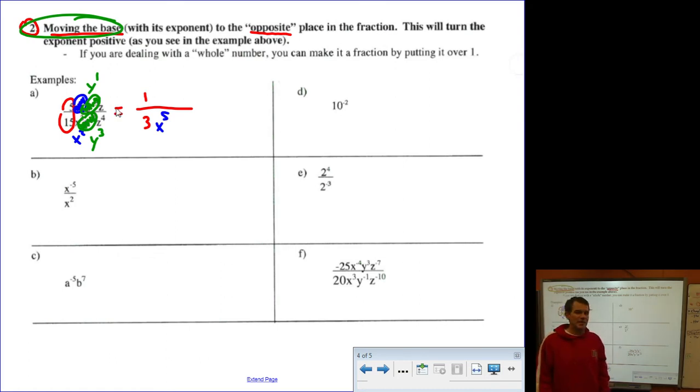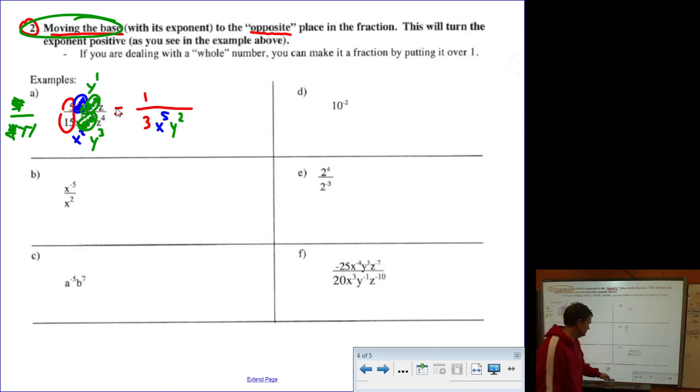And then I need to use my skills from the last class we had and cancel out the y's, right? I have 1 y on top, and I have 3 y's on the bottom. So when I go to cancel out the y's, I'm left with 2 y's on the bottom.